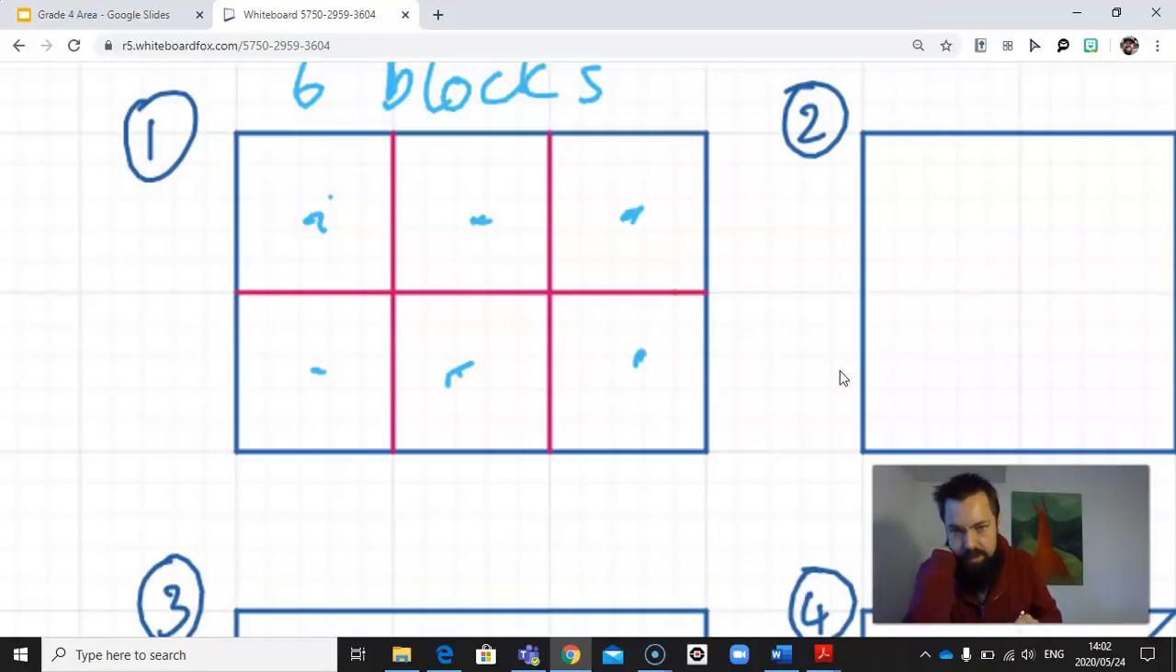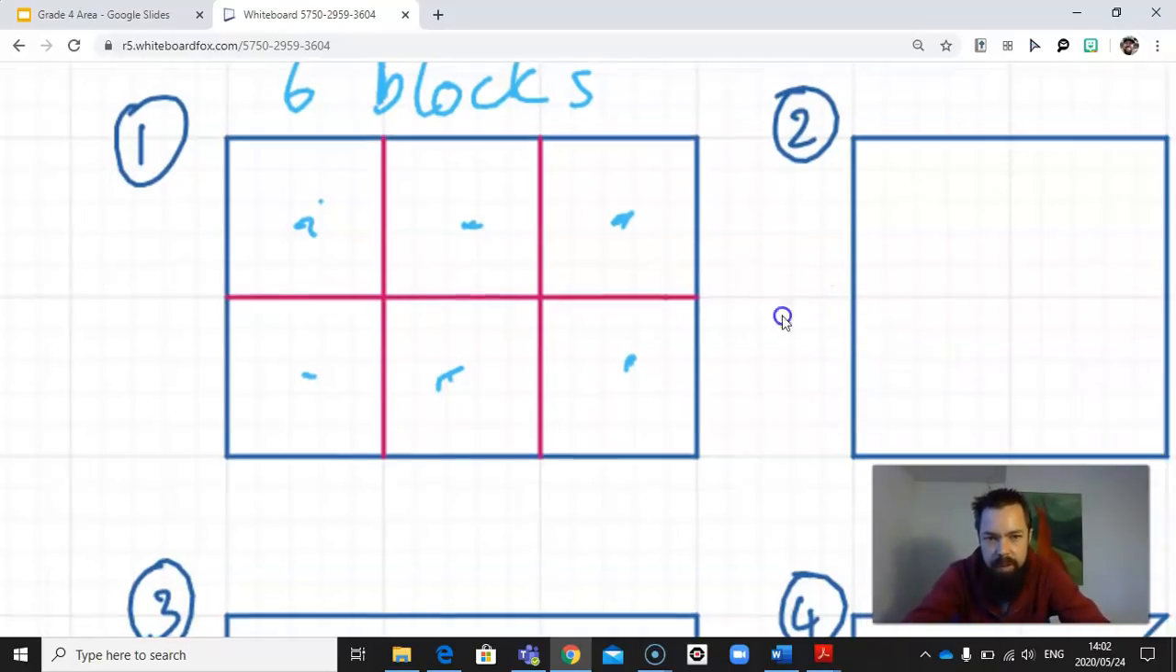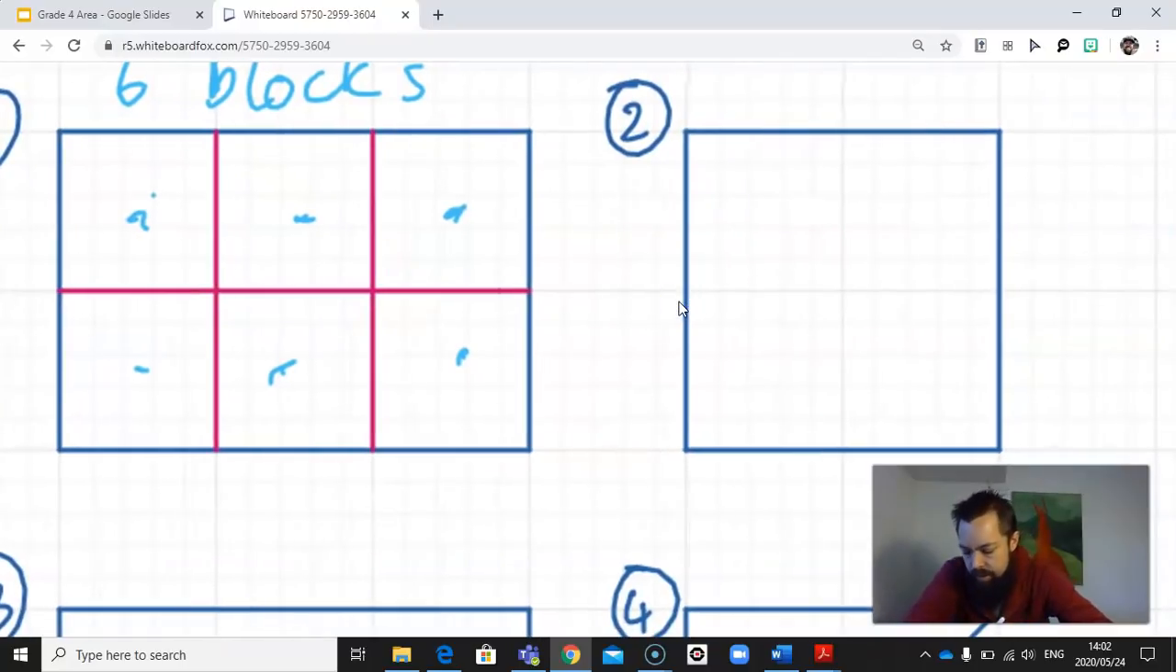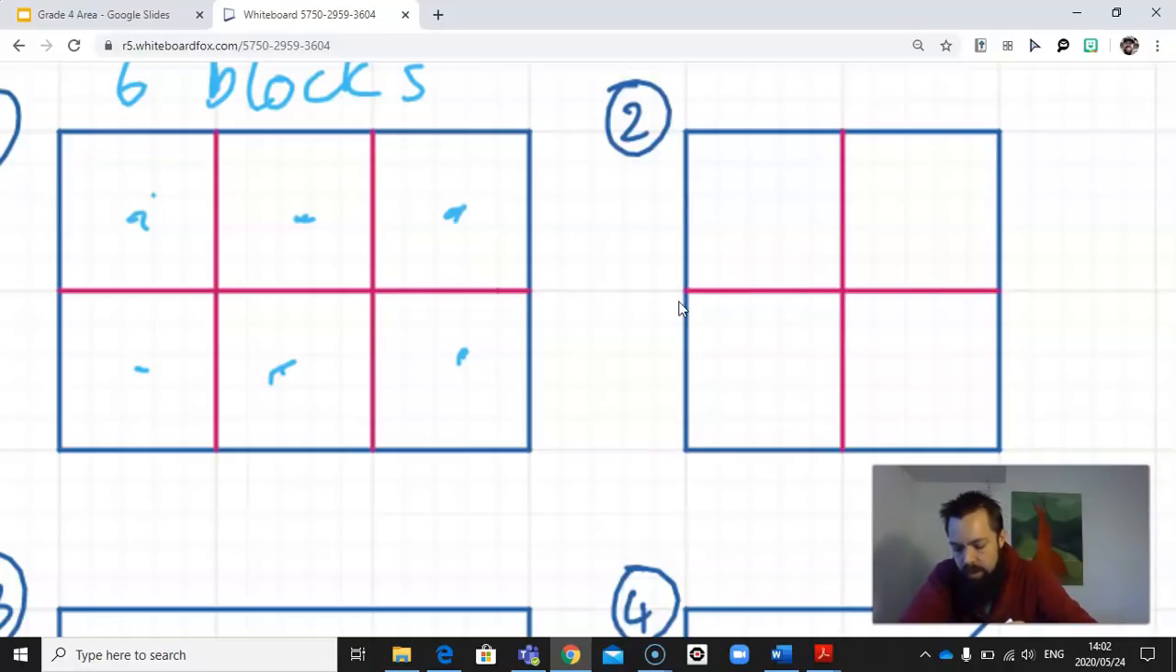Let's have a look at the second shape, the square on the right-hand side. I'm again just going to quickly put the big blocks in, and then we can count. So 1, 2, 3, 4. So we say the area for this is 4 blocks.